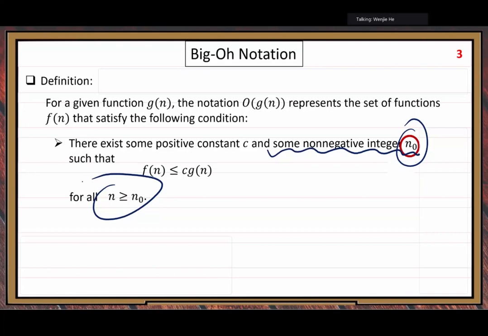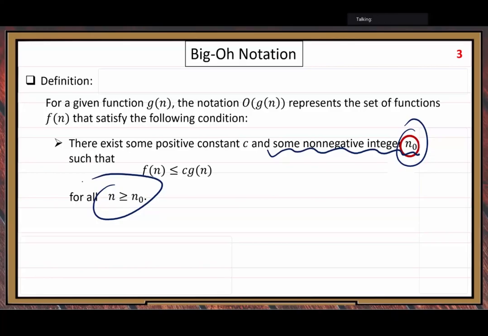Before you make your decision, you have freedom, okay? Large, small. But after you make your decision, you cannot change it. You need to fix it. All right? So that's the way to choose this n naught constant.